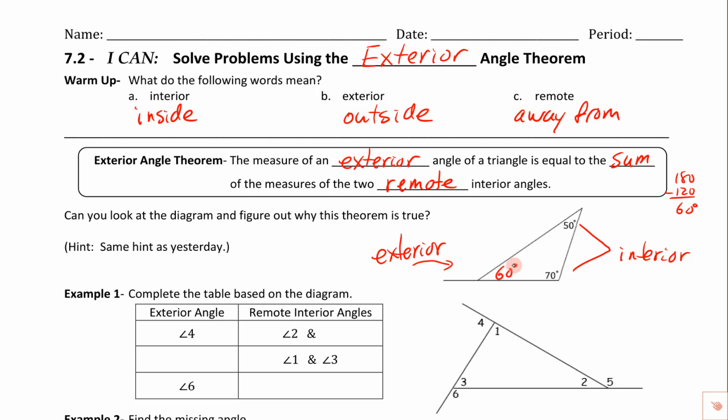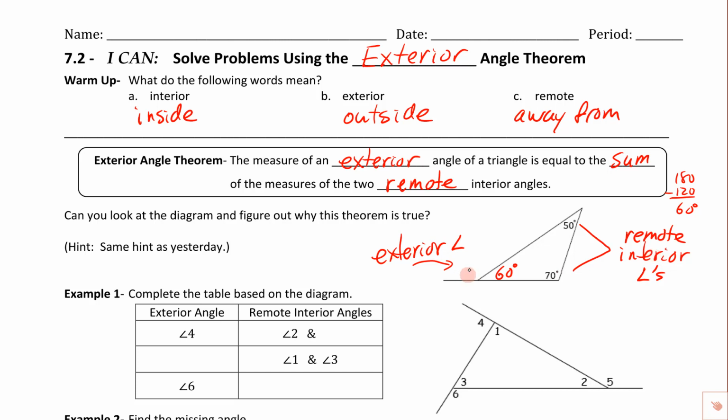Now what we'd like to do for the exterior angle theorem is come up with some relationship between this exterior angle and these two angles that are away from it. Notice that they're the angles that are not right next to the exterior angle. They're away from it. In other words, they are remote from it. So these are the remote interior angles. This is the exterior angle, and these are the remote interior angles.